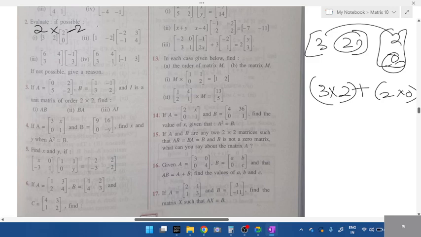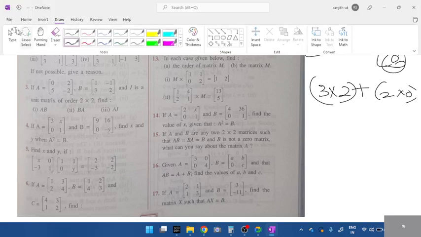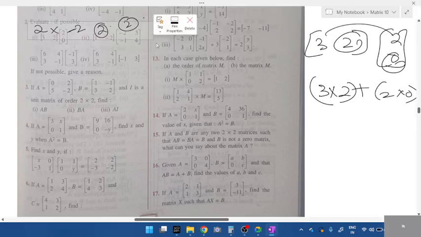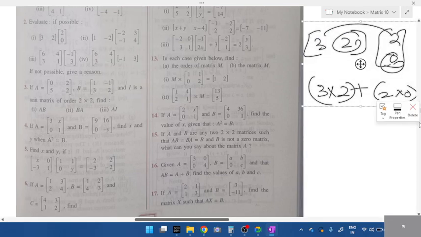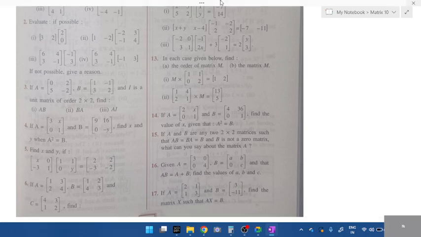How many columns are there? 2 columns. And how many rows? 2 rows. So practice all these, students. Practice these kind of questions. It is possible, and try to multiply that. Okay, I'll just show you how to multiply.